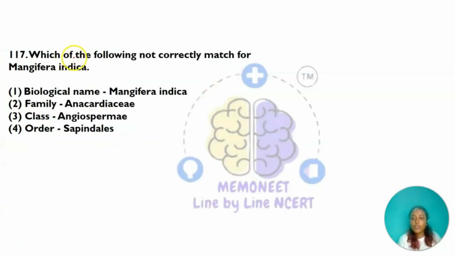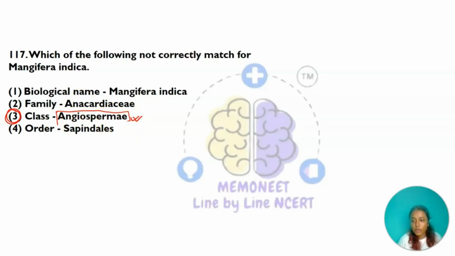Next, moving on, which of the following is not correctly matched for Mangifera indica? Biological name Mangifera indica, family Anacardiaceae, yes, class Angiospermae, and order Sapindales. However, the class is not Angiospermae, it is the division that is Angiospermae. So correct answer is option 3. Other options are right and the incorrect one is 3.